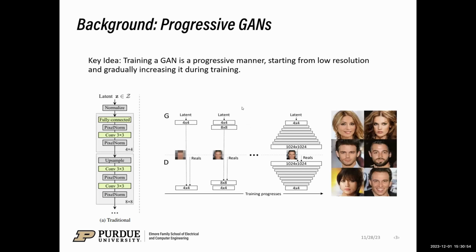So this is progressive GAN. The idea is to train gradually from low resolution to high resolution. And here's what part of the generator looks like. Each of these convolution blocks is for a specific resolution.